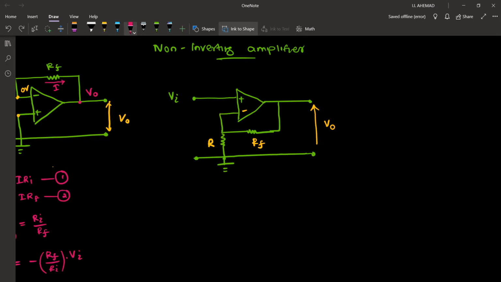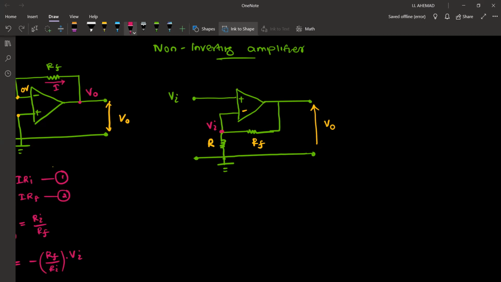I'll take this point. Over here also we have the same potential Vi. Draw this resistor slightly below. Now this point has potential Vi, that is due to golden rule 1. In golden rule 2, here you will have a current flow. You will have a certain current flow.